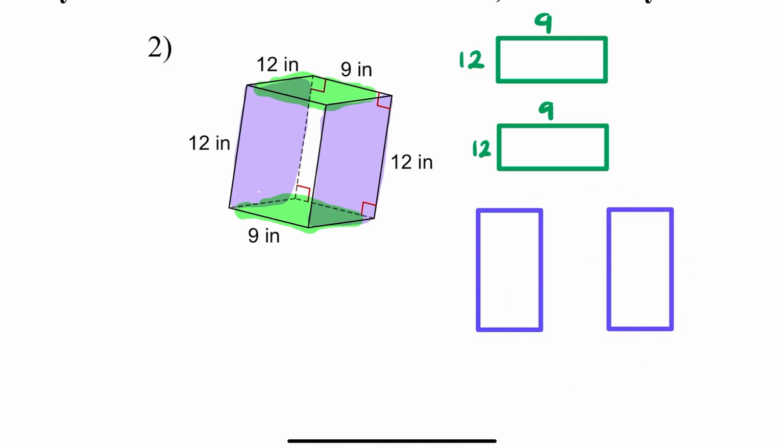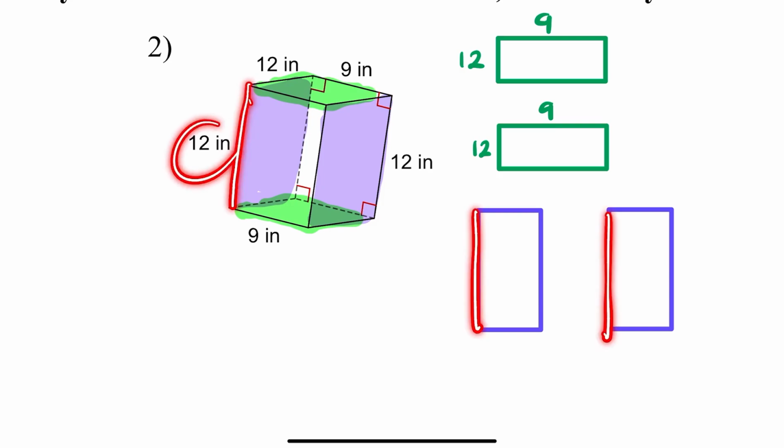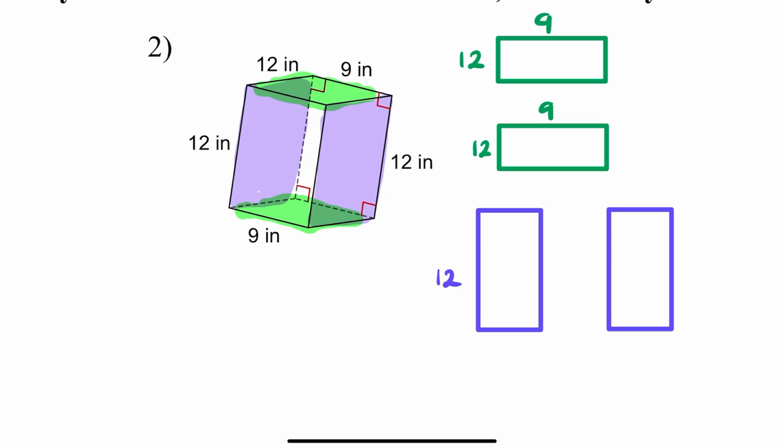Then I have to pay attention to what those dimensions were that they gave me. It looks like the height is 12. So 12 and 12. And then the width, what is that matching here? It looks like it's also 12. Notice this 12 is the same as this 12, as this one and this one. So we got 12 on both. It doesn't really look that way the way I drew it, but it is.